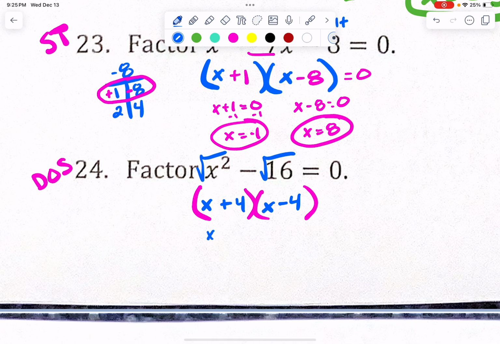Then if I set x plus 4 equal to 0, and I subtract the 4 over, I have x equals -4. That's one of my answers. And if I do this, x minus 4 equals 0, and I add 4, x is going to be +4.